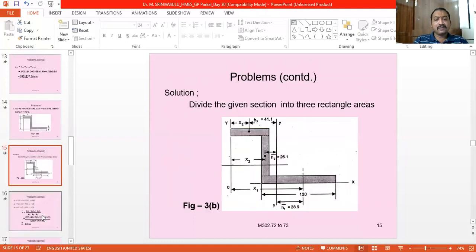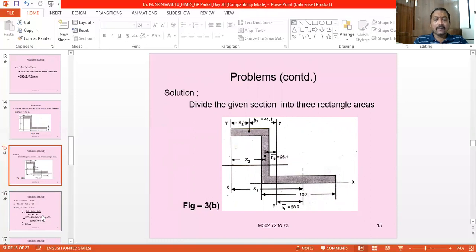Now coming to the solution. It is very simple. Here we are supposed to find out only the Iyy. So therefore the x bar we have to find out. So for that x1, x2, x3 and x bar, and hx1, hx2, hx3 we have to find.